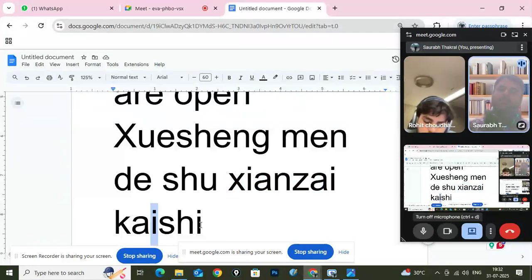And khai is open. This shra is not the same shra as before. So this khai shra is one word. This is a disyllabic word for open. Khai shra also means open. Students books. So this sentence will be translated as students books are open.